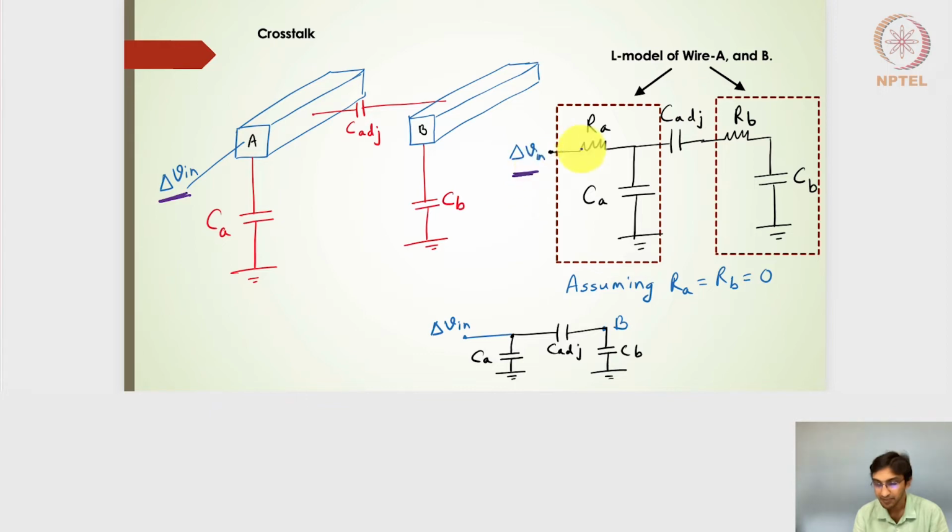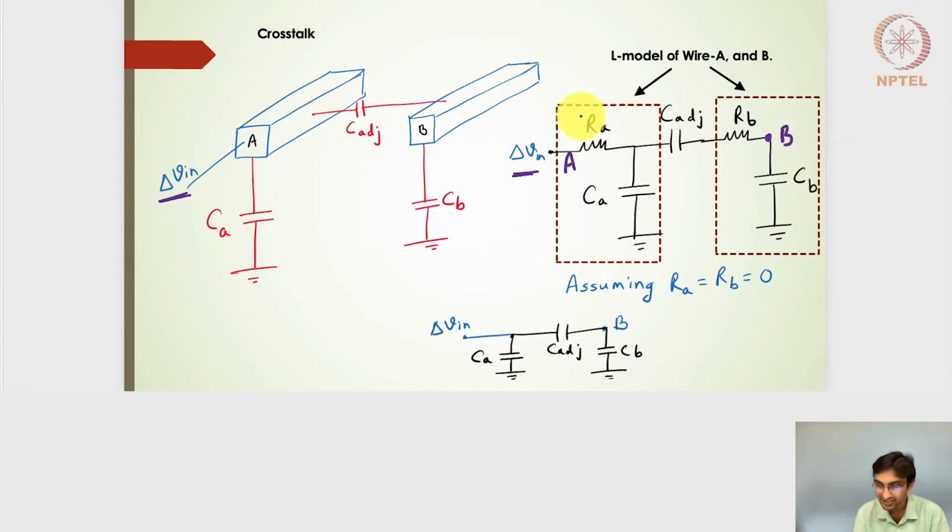So delta V in is applied to wire A, which can be represented in the L model as RA and then CA. Then we have C adjacent, and then wire B, which can be represented in the L model as RB and CB. CB is connected to the ground, and this particular node is left floating. If this is point B and this is point A, the question is: the change in A, what will be the change in B?